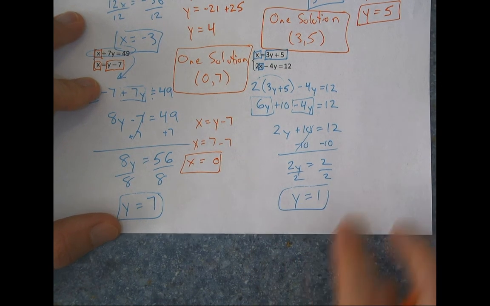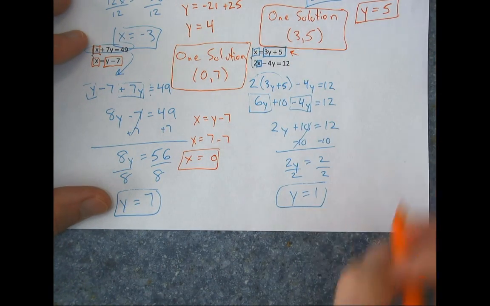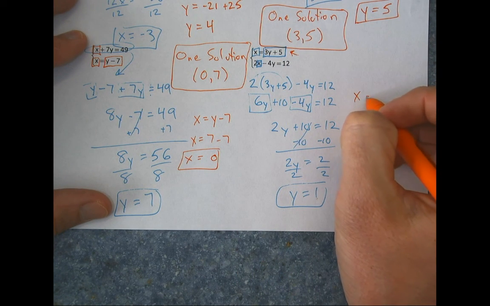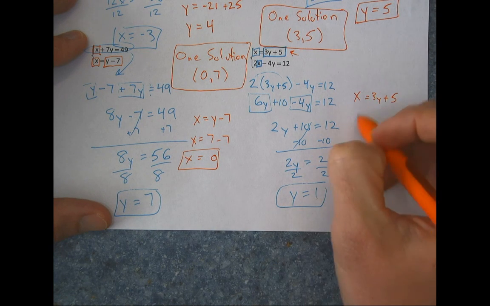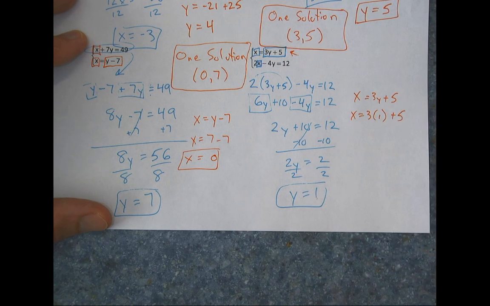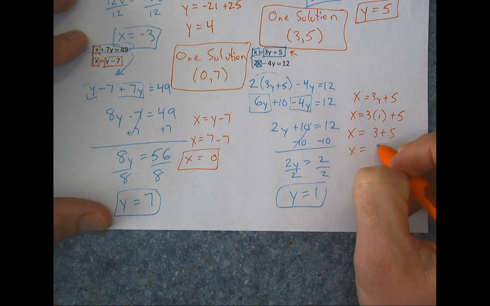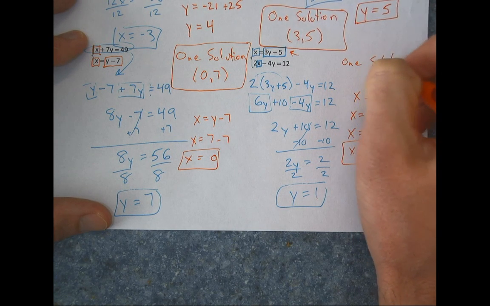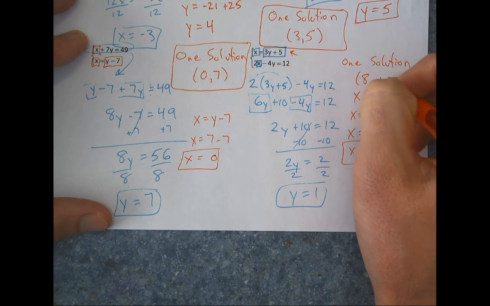Now we have y, we can go back and we can solve for either one. I highly suggest that you choose this one. It just looks a lot easier. So y is 1, I'm going to plug it in. So first, let's bring this equation over here. And now we're going to substitute 1 in for y. So 3 times 1 plus 5. So x equals 3 plus 5. So x equals 8. So again, there's one solution. And you give it as an ordered pair, x first. So 8, comma, 1.